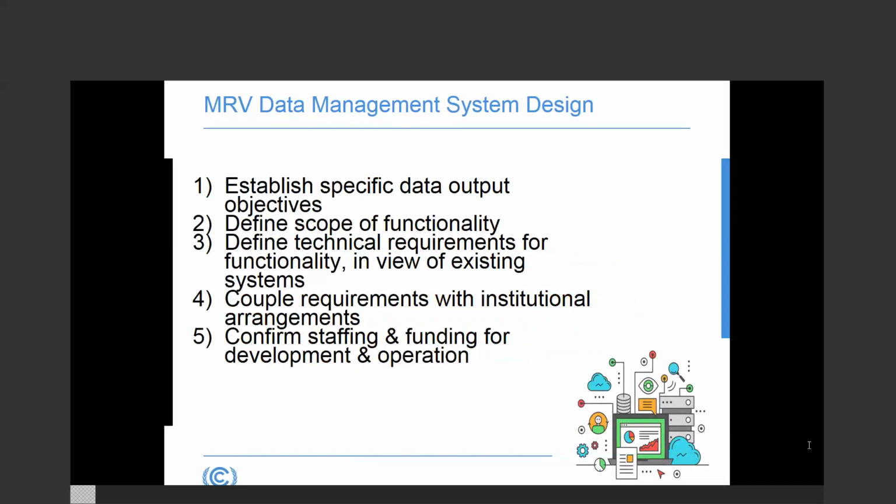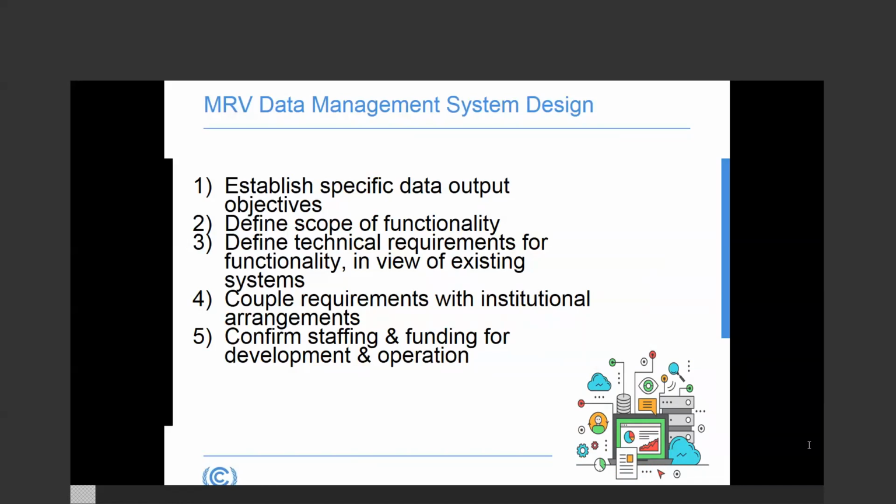As you all know, to get the best tool for the job, first you have to figure out exactly what you need, how you will use it, and if you can afford it. Translating this simple wisdom into project language, here's what we need to do. First, we need to establish specific data output objectives. Second, we need to broadly define the shopping list, that is, the scope of the system, or what it will cover and what it will not.